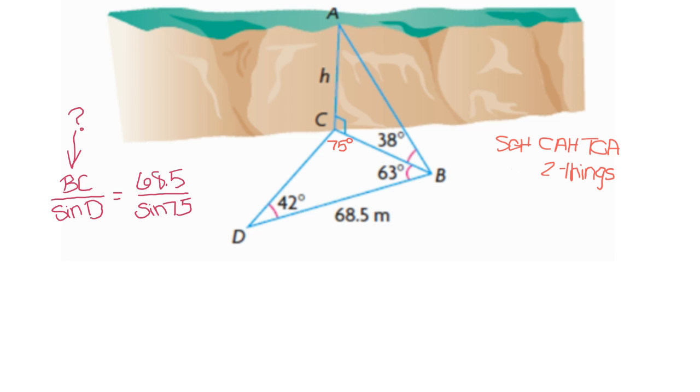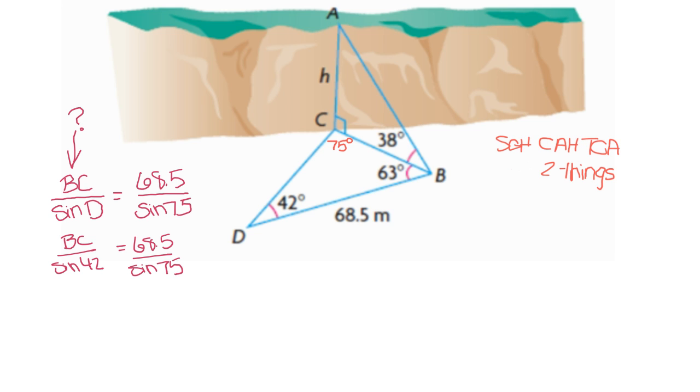So we put all this stuff in. Instead of a D there, I could have gone ahead and put a 42. Let me rewrite that. So BC over sine 42 equals 68.5 over sine of 75.